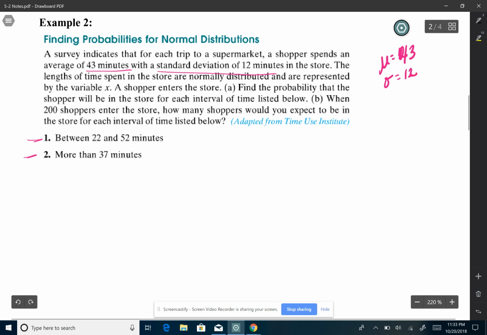The standard deviation is 12 minutes, and the lengths of time spent in the store are normally distributed. It's always important that we can only use the standard normal tables if it says they're normally distributed. They're normally distributed and are represented by the variable x. A shopper enters the store. We're going to find the probability the shopper will be in the store for each time interval listed below, and then we'll answer part B after we do that.